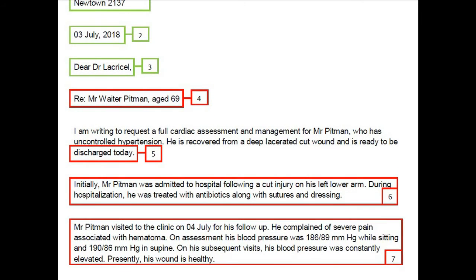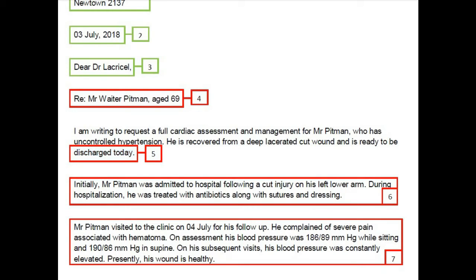Moving to the introduction paragraph, I am writing to request a full cardiac assessment and management of Mr. Pittman, who has uncontrolled hypertension. He is recovered from a deep lacerated cut wound and is ready to be discharged today. Here, he is already discharged and was an outpatient department for his wound management. Hence, the last part of the paragraph is wrong.